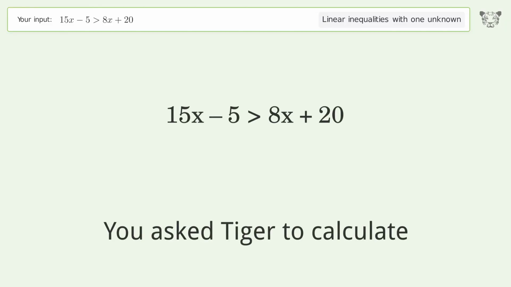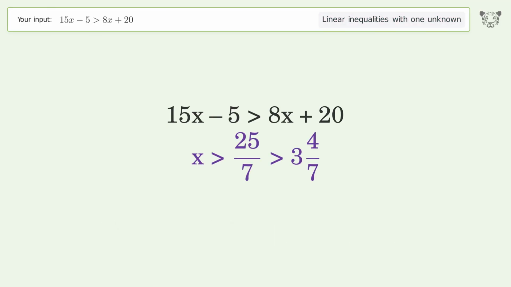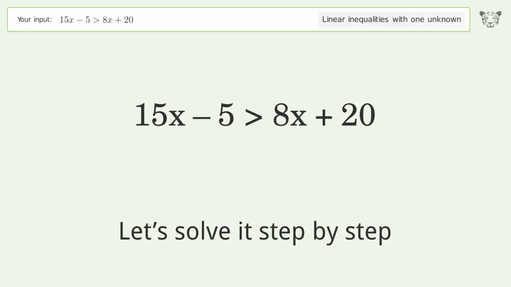You ask Tiger to calculate. This deals with linear inequalities with one unknown. The final result is x greater than 25/7 greater than 34/7. Let's solve it step by step.